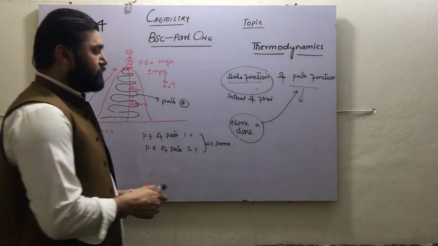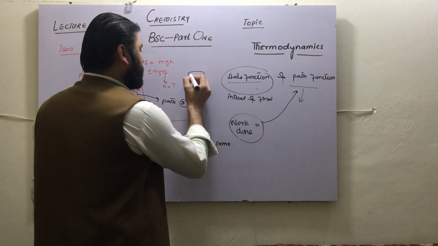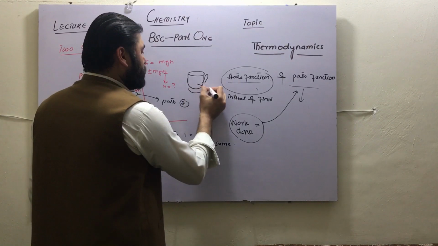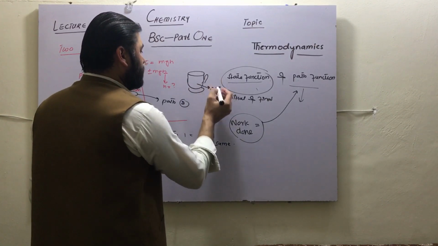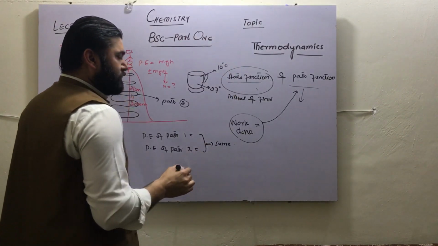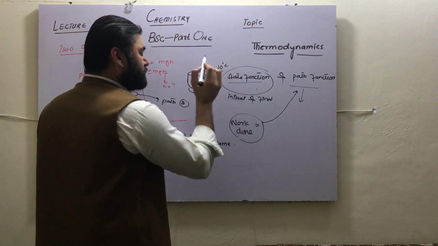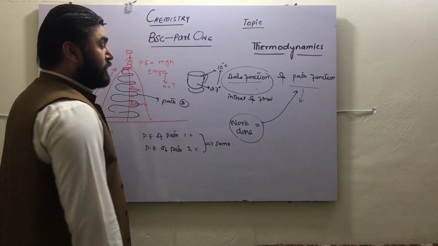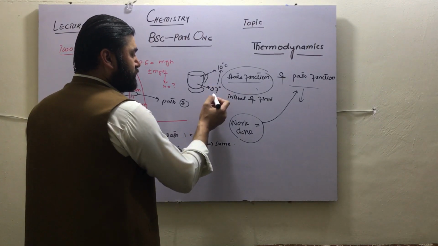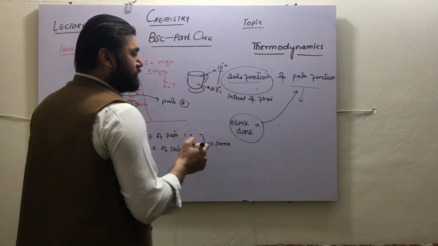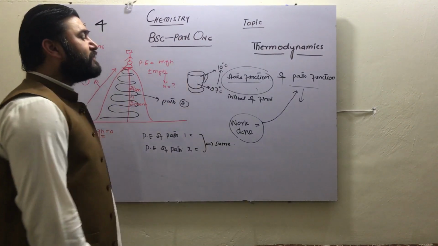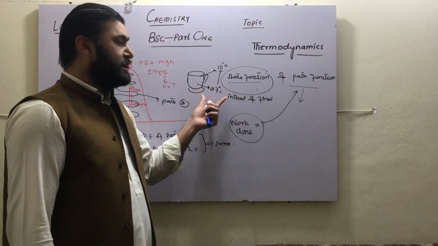For example, a cup of tea. Suppose this is a cup of tea. Again I am making this cup of tea. Suppose the initial temperature is 27 and after some time the final temperature is 10 centigrade. Okay? So it decreases, the temperature is going down. If somebody asks you what the state function is, you can say the initial temperature is 27 centigrade and the final temperature is 10. So 27 and 10. This is the initial, this is the final. So a state function tells you only the initial and final temperature.